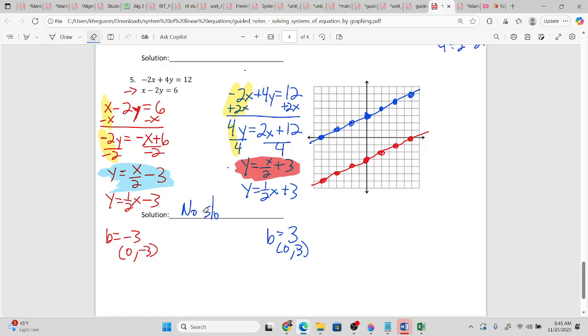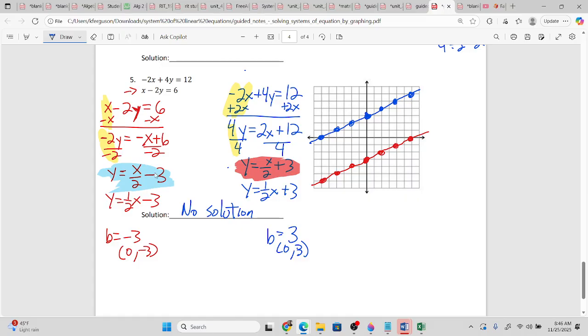All right, so there's no solution. Does anybody have any questions on that? So there's either 1 point, 1 answer, infinitely many answers, or no answers. Those are my three options for when I'm graphing systems of linear equations. No answers, 1 answer, infinitely many answers.